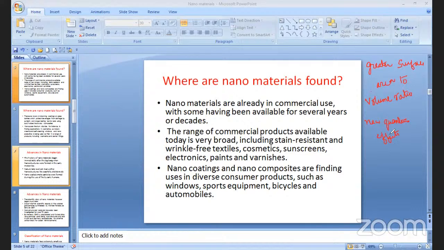Also, at the nanoscale, the quantum effects can become much more important in determining the material properties and characteristics, which leads to novel optical, electrical, and magnetic behaviors. Okay, so these nanomaterials, as you see, are already in commercial use.